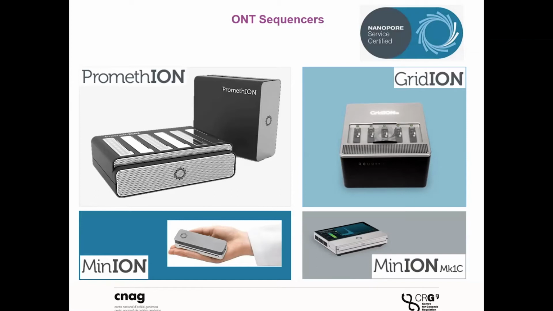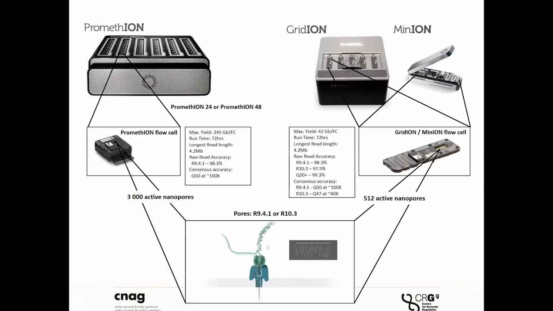It comes in 2 formats, to run 24 or 48 flow cells. These flow cells can be started and finished anytime, depending on the protocol or the need of the user, which is the same for the GridION. At the CNAG, we have all 3 instruments, the PromethION, GridION, and the MinION, but obviously we mostly use only 2.